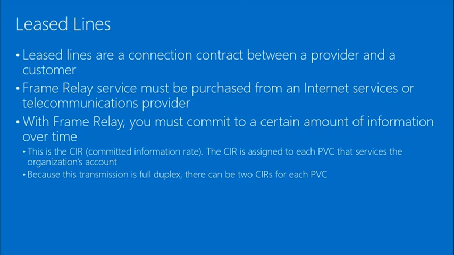Leased lines. This is fancy terminology for the fact that you've bought a connection from a provider. So a client or a customer receives or purchases a connection from a provider. This connection contract is referred to as a lease line. Frame relay service must be purchased from an internet service or telecommunication provider. With frame relay, you must commit to a certain amount of information over time. This CIR, committed information rate, services the organization's account. But because the transmission is full duplex, there can be 2 CIRs for each PVC.